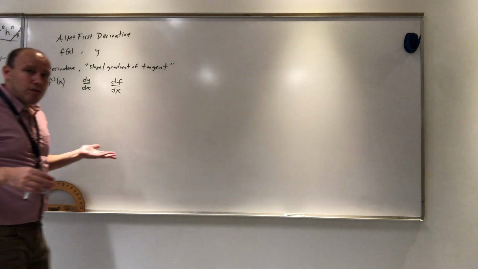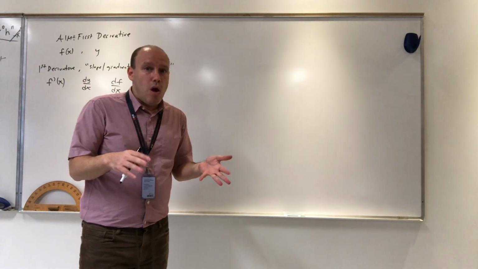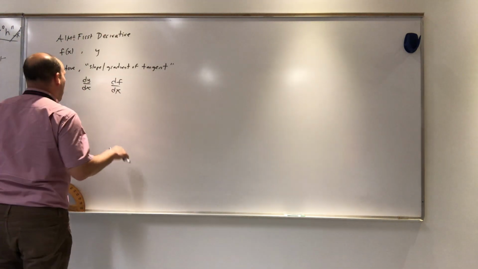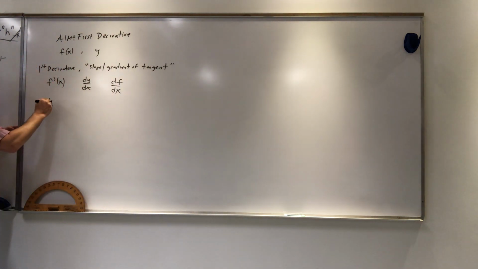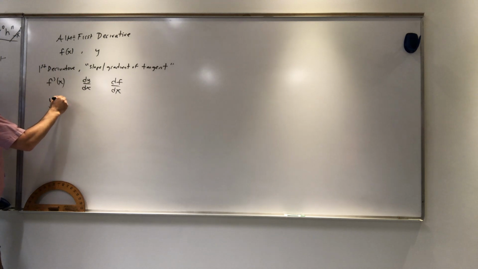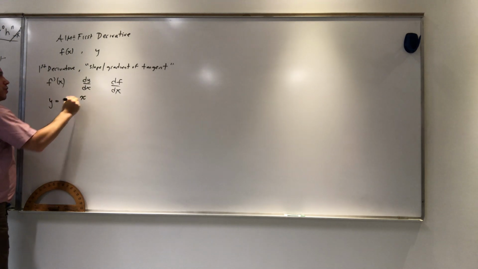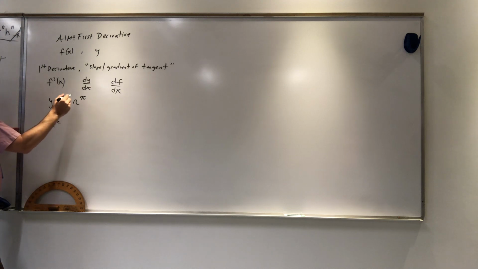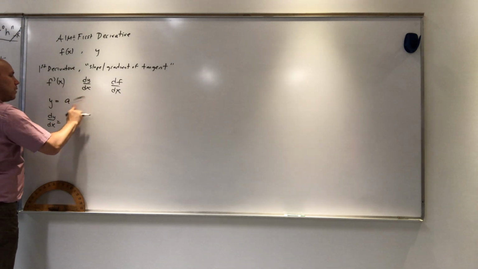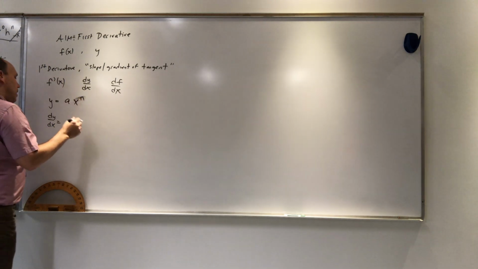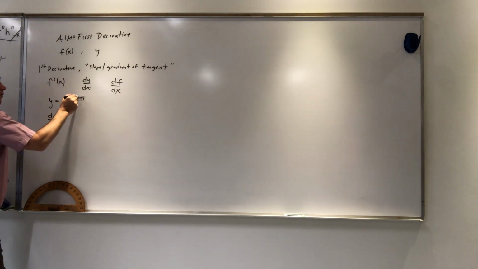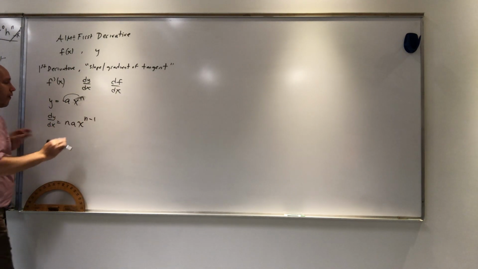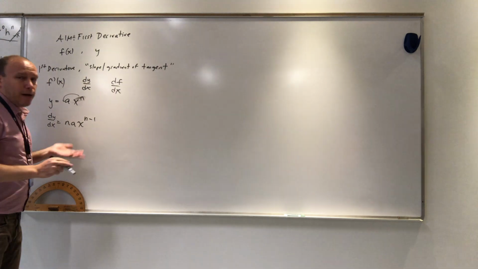Now in the last lesson, we came up with a rule. We proved the rule that for any polynomial y equals a x to the n, the derivative is equal to a n x to the n minus 1. The derivative brings the n to the front, and then subtract 1 from the exponent. We saw that in a couple of examples.